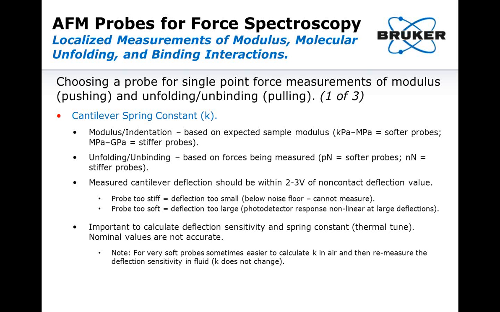The measured cantilever deflection should be within 2 to 3 volts of the non-contact deflection value. If the probe is too stiff, there will be no deflection to measure. If the probe is too soft, the deflection is so large that the photodetector response becomes nonlinear. Lastly, it is important to calculate the deflection sensitivity and the spring constant, as these nominal values are not accurate.